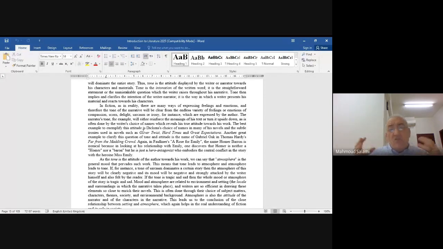Again, I say the name in A Rose for Emily. The name Homer Barron is an ironical name, because in looking at his relationship with Emily, one discovers that Homer is neither a Homer nor a Baron. Later on I will show you. Homer is a big name of a great poet in classical Greek society, in classical Greek history and literature.